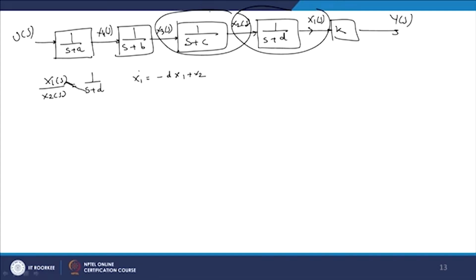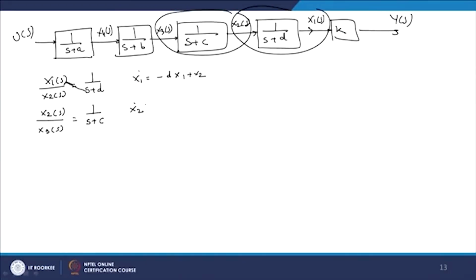So this block is x2 of s divided by x3 of s, that is equal to 1 upon s plus c. So again we solve it, that is again we apply the inverse Laplace. So what we will get? We will get x2 dot equal to minus c x2 plus x3.